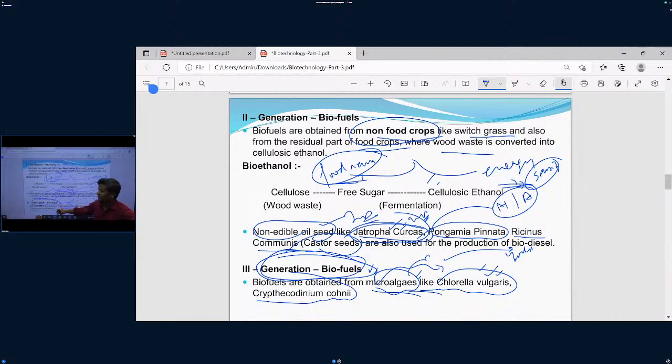This is the third generation biofuel from the microalgae. Second generation is from the non-food crops and also non-edible oil seeds. So these two generations are important for the production of biofuels. Got it? This is an important thing. Anything you want to understand?